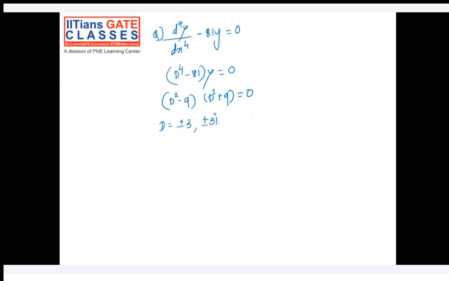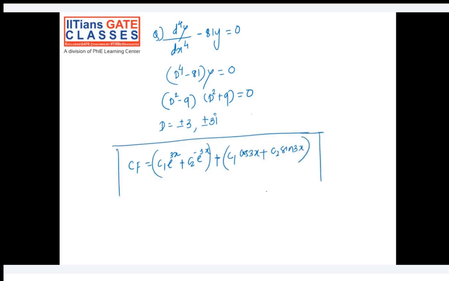So the CF will be c1 e to the power 3x plus c2 e to the power minus 3x. This is for the real and distinct roots. For complex, it is 0 plus or minus 3i. It means e to the power 0x is 1, so I'll not write it. C1 cos of 3x plus c2 sine of 3x. Okay. So this is the final solution. Are you following it? Is it clear till this?